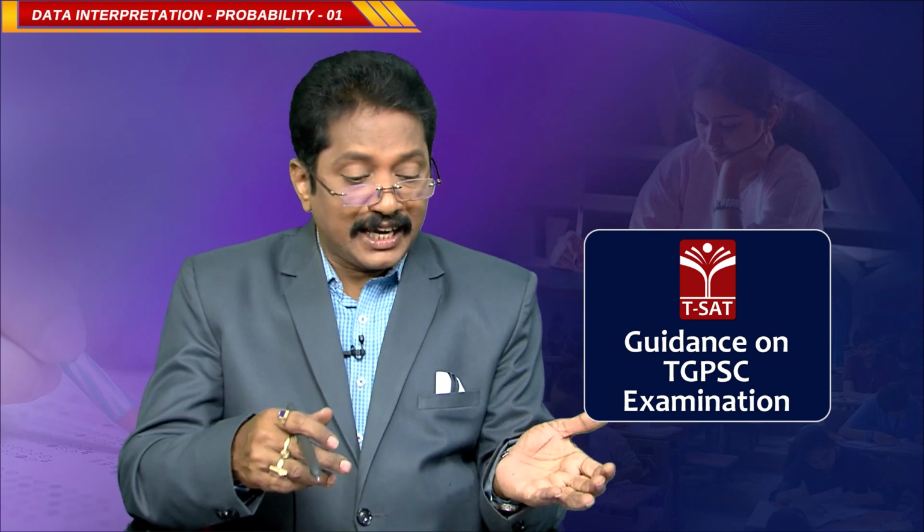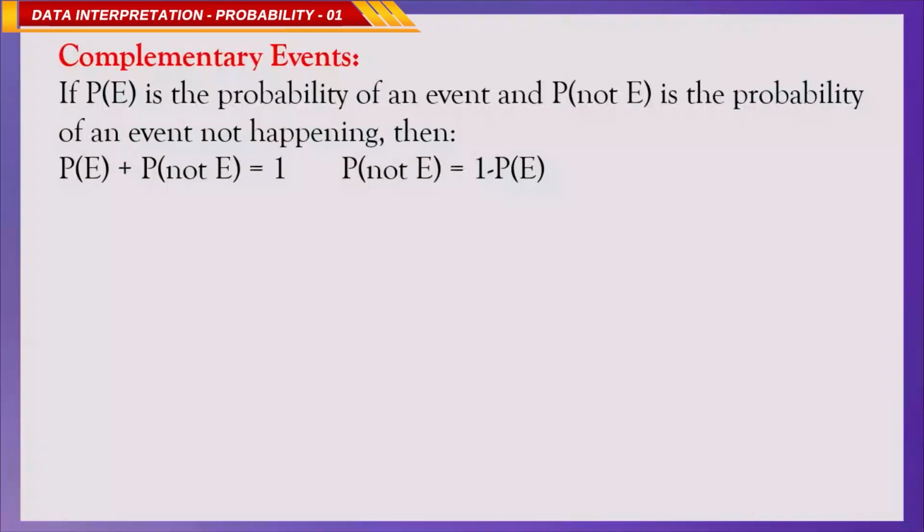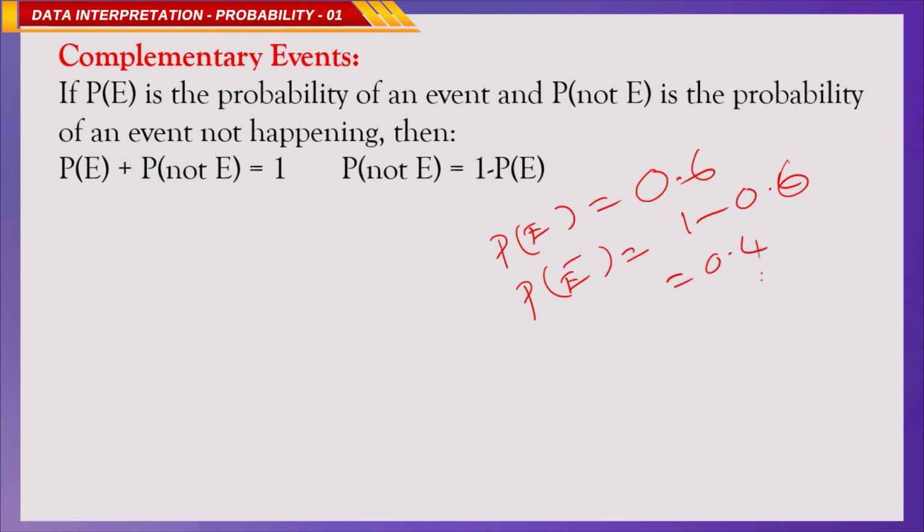So, P of E is the probability of an event, then P of not E is the probability of the event not happening. Then P of E plus P of not E is equal to 1, or P of not E equals 1 minus P of E. So, if the probability of an event P of E is, for example, 0.6, then what is P of E bar? You can simply say 1 minus 0.6, that is 0.4.